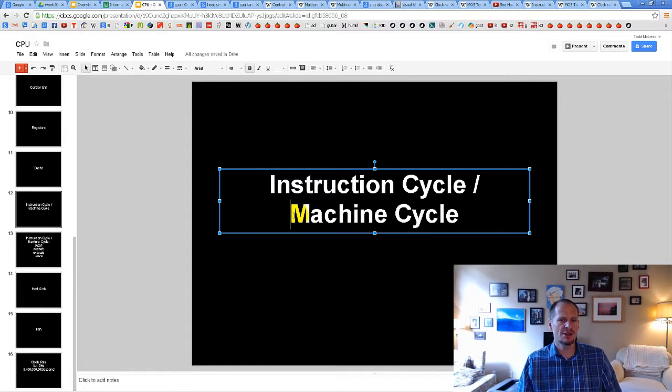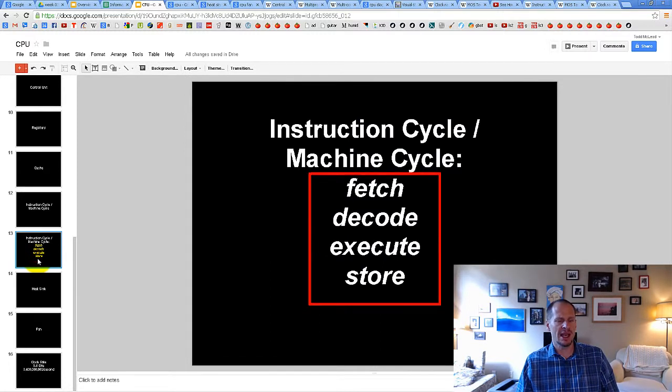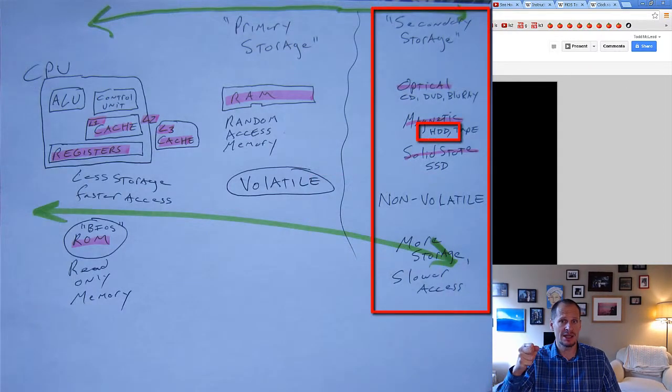So the instruction cycle, or the machine cycle, is a cycle that the CPU is going through. And what it's doing is it's fetching, decoding, executing, and storing zeros and ones. And so when a computer is going to run a program, it takes that program off of the hard disk drive and loads it into RAM.